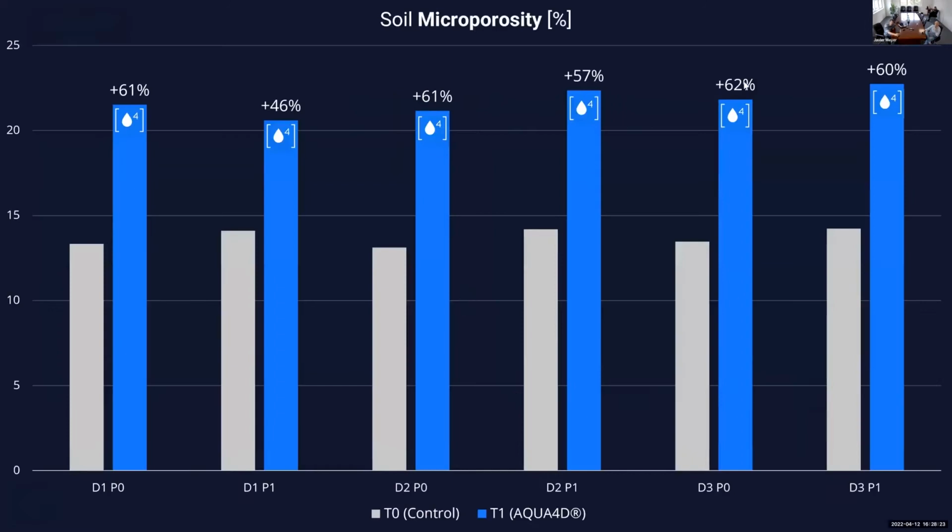If we look at it in figures, we can see here that we basically have been able always to increase the micro-porosity as much as like 60%. So that explains where we're having more water retention. It comes from there, the fact that we're able to modify the soil micro-porosity.